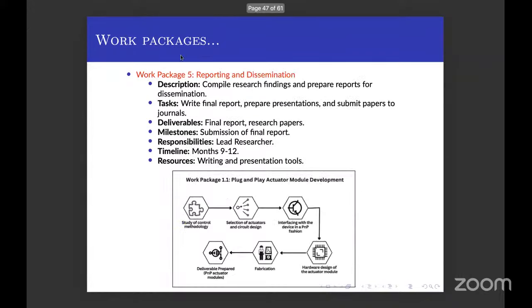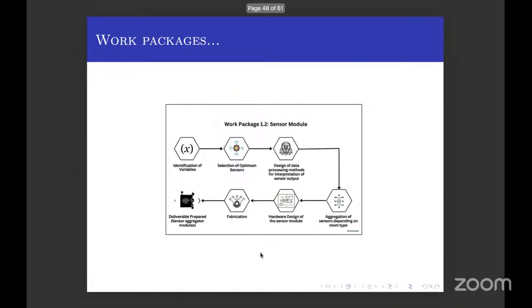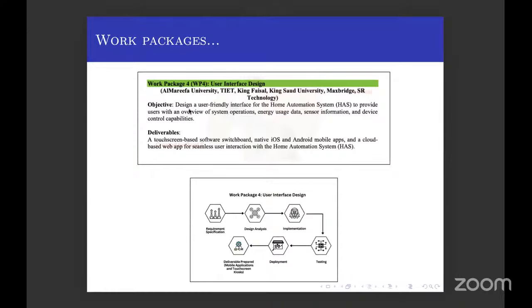Okay, then coming to the last, reporting and dissemination. You make a diagram and explain how you will be doing it. Plug and play actuator module development, for example. So these are the different steps that will be there. Okay, so all these things need to be there. This is another way of presenting it. Got my point? This is another way I should write it.